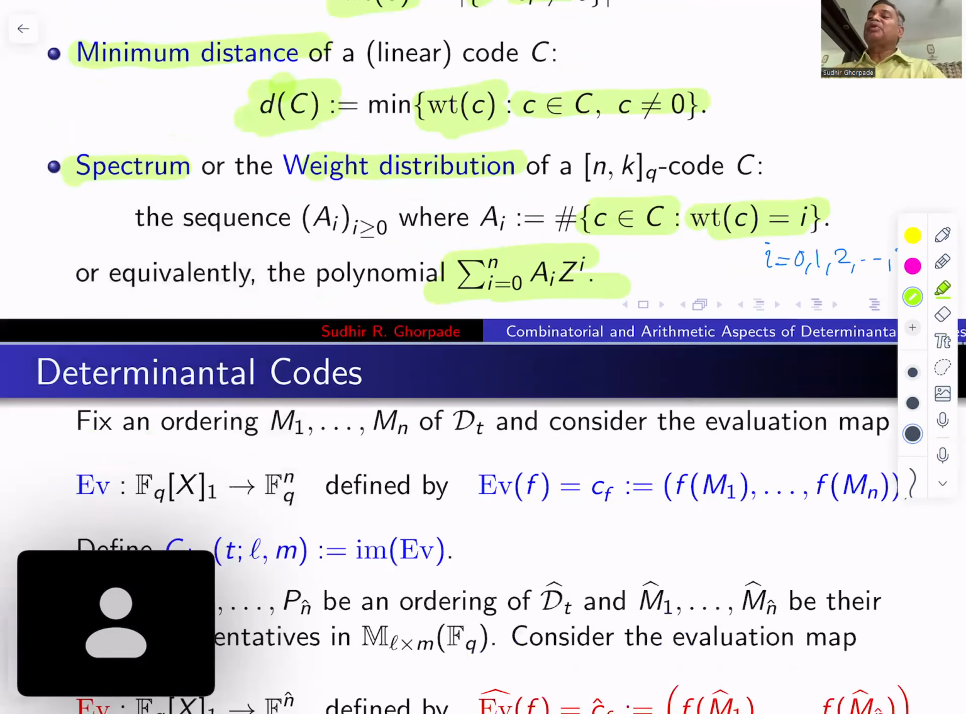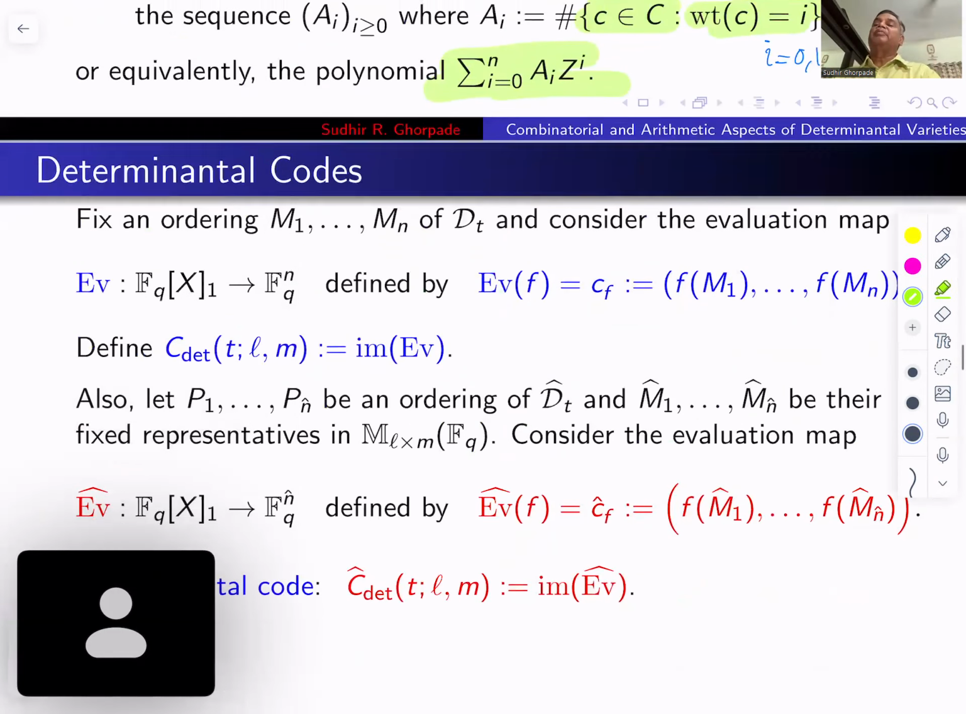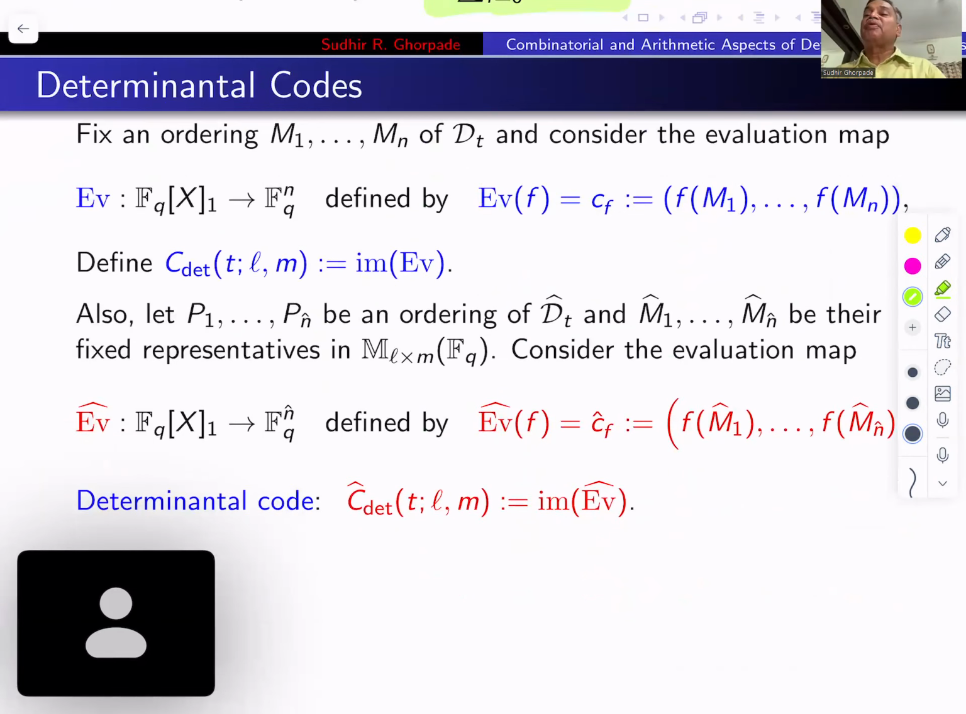And now I'm going to associate a linear code to my determinantal variety. So what I do is the following. I look at this D_t, the affine variety cut out by t plus 1 cross t plus 1 minors of my L cross M matrix. I'm going to work over the finite field now. So D_t(L,M) over F_q. From now on, my base field will be F_q. And so therefore, there are only finitely many points here. So I'll enumerate them as m1, m2, ..., mn.